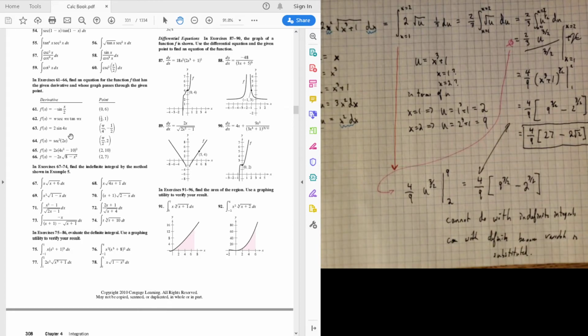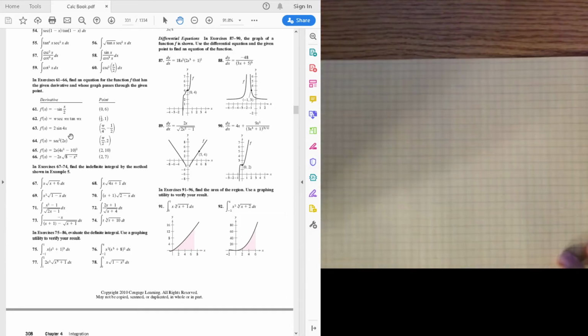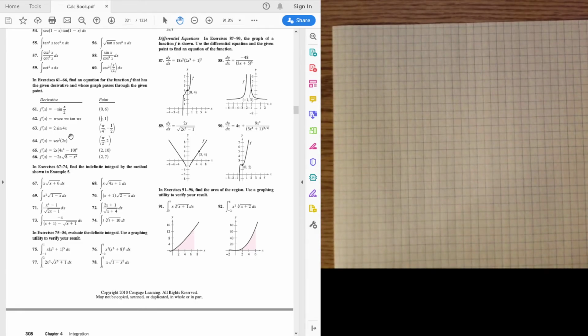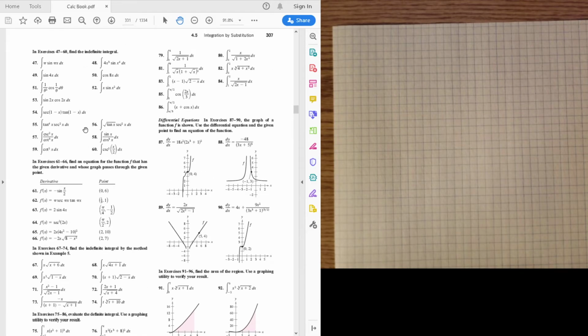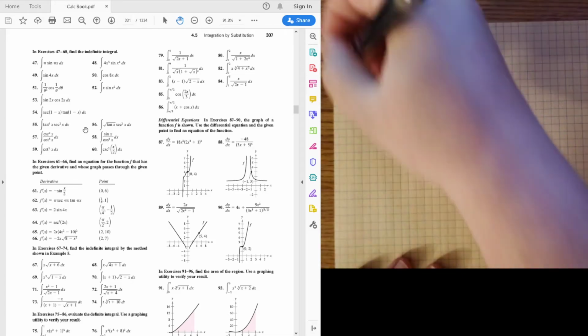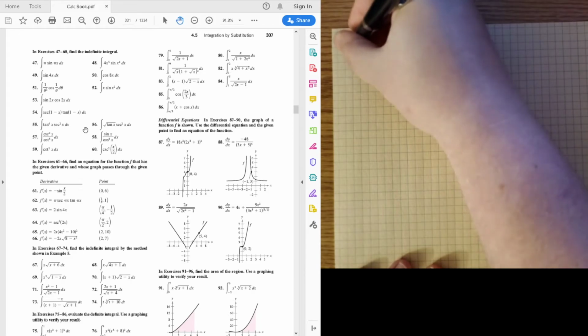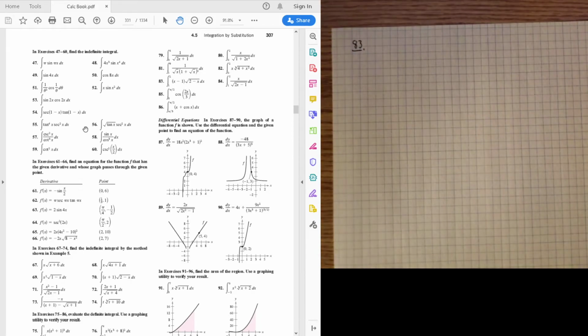Next problem. For this one, I want to do what one looks fun. Ooh. Let's do 83. 83 has a fun little quirk to it, and I don't think it's assigned. Let me get a drink.